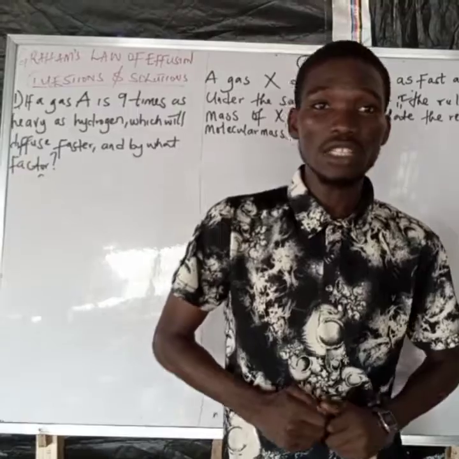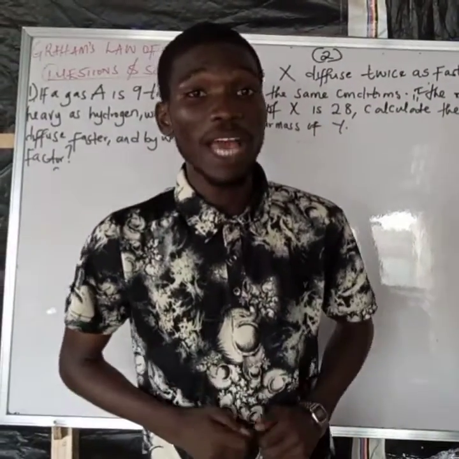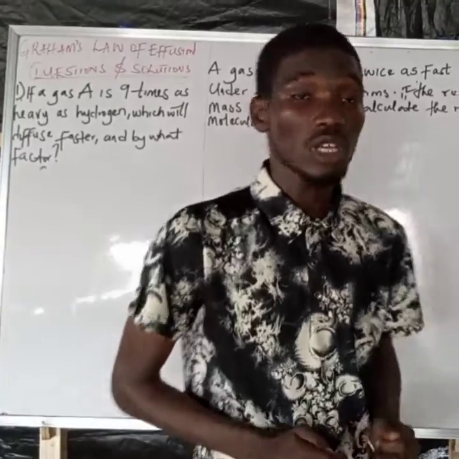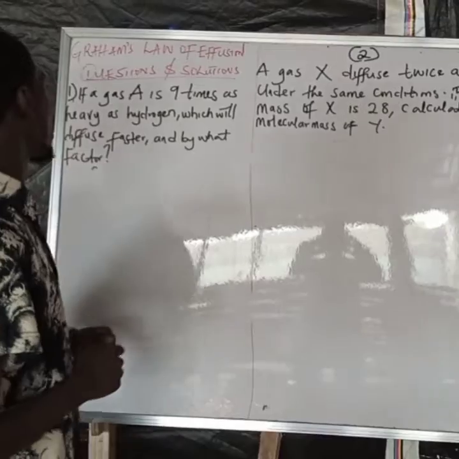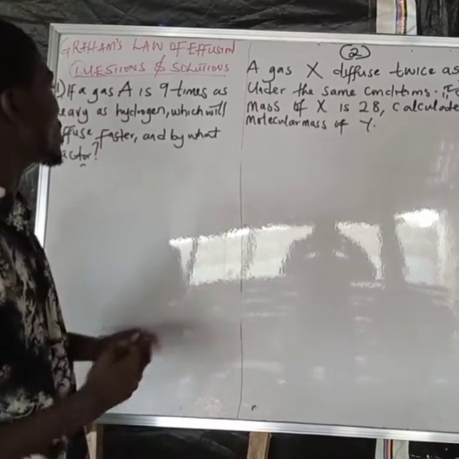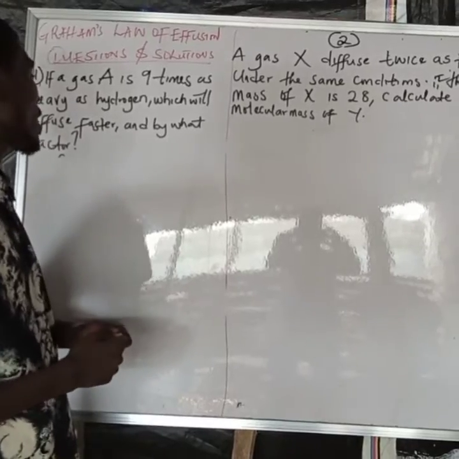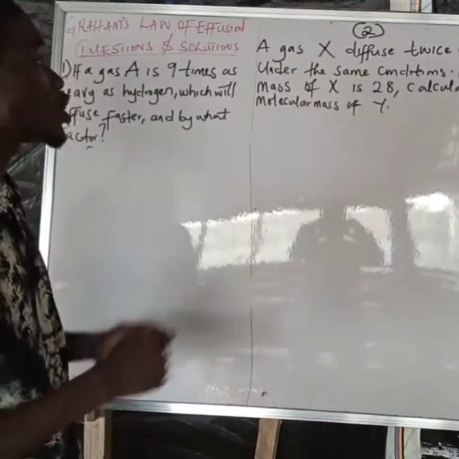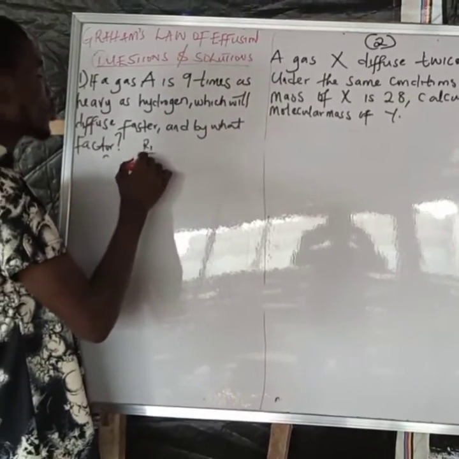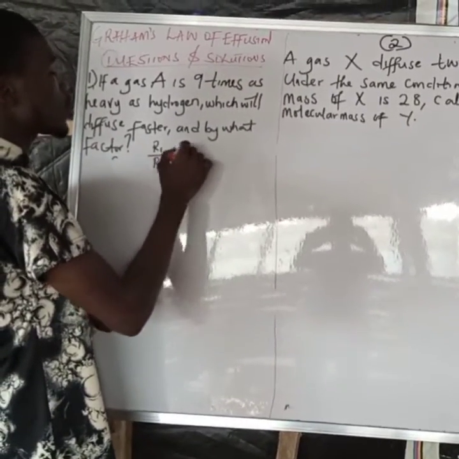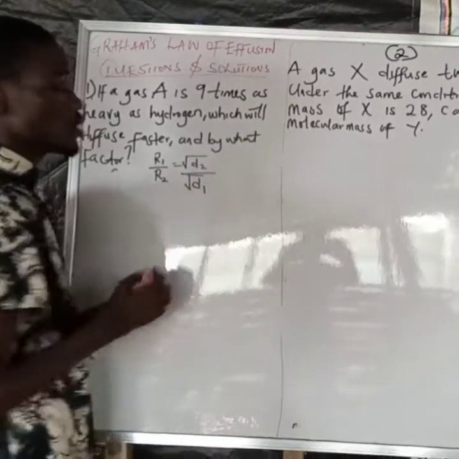Last week we studied Graham's law of diffusion, and this week we'll be applying the formulas I gave last week to the questions we have on the board. The first question is: if a gas A is 9 times as heavy as hydrogen, which will diffuse faster and by what factor? Don't forget the first formula I gave you, that R1 over R2 is equal to the square root of D2 over the square root of D1.